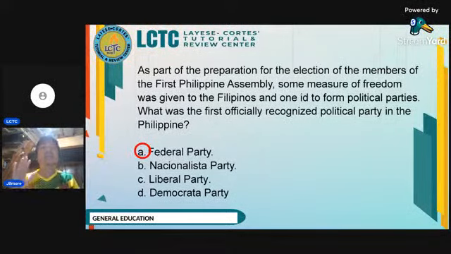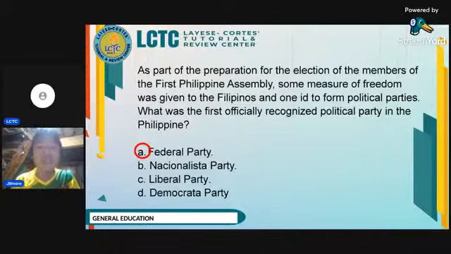And the first officially recognized political party in the Philippines was the Federal Party. Take note, Federal Party. And these three parties followed. Okay? The Nationalista Party, the Liberal Party, and the Democrata Party. All of these three parties, when you will be asked to tell the political parties during the American period that advocate total freedom from the Americans, you need to choose these three parties, okay?